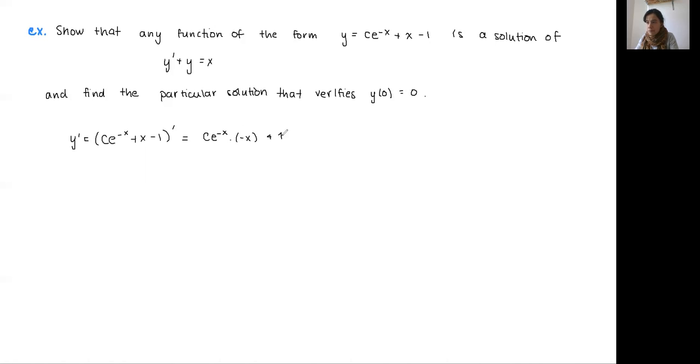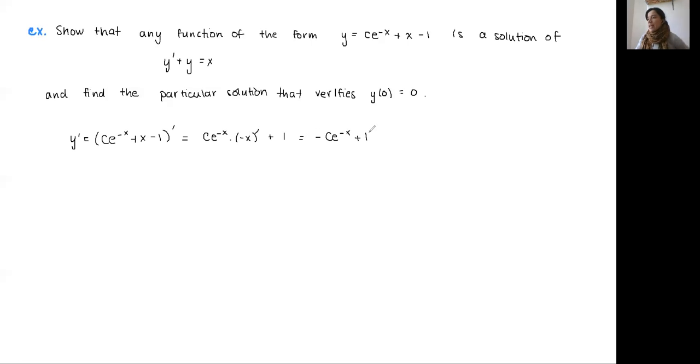Plus 1. Can anybody correct the slight mistake that there's here? I imagine it's almost just a typo. Yes, Parsa. He has to derive minus x, I think. Minus x prime. Yes, so this should be a derivative, right? Derivative of the inside. Okay. Yeah, so then this derivative is actually going to be just minus c e to the minus x plus 1.